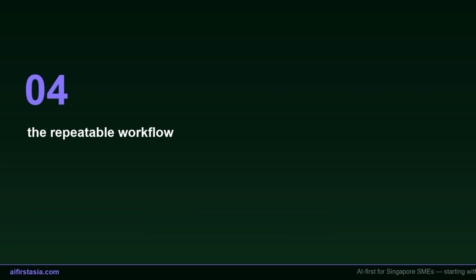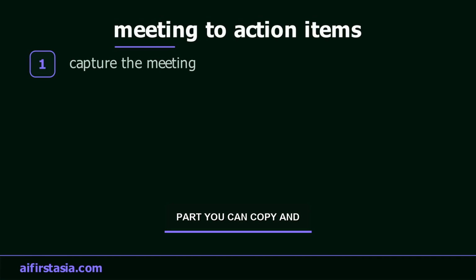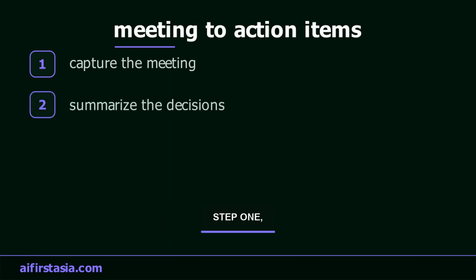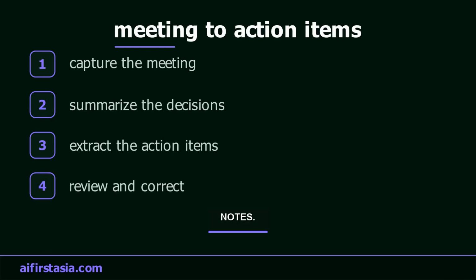The repeatable workflow. Now here is the actual workflow, because this is the part you can copy and reuse for every meeting from now on. It is 5 steps, and after the first time it takes just a few minutes. Step 1. Capture the meeting, a transcript, a recording turned into text, or your own notes. Step 2. Hand it to the AI and ask it, in plain words, to summarize the key decisions and discussion points. That gives you the clean notes.